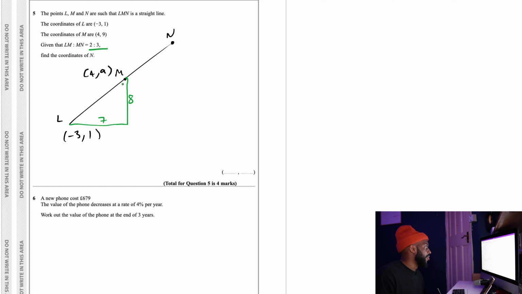So the length of M to N is 1.5 times these lengths. So let me just put 1.5 times. So 7 times 1.5, that's going to give us 10.5. And then 8 times 1.5, that's going to give us 12. So our coordinates at N are going to be 4 plus that 10.5, so that's going to be 14.5, and then 9 plus that 12, so that's going to be 21.